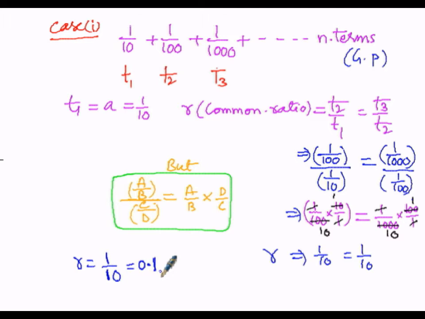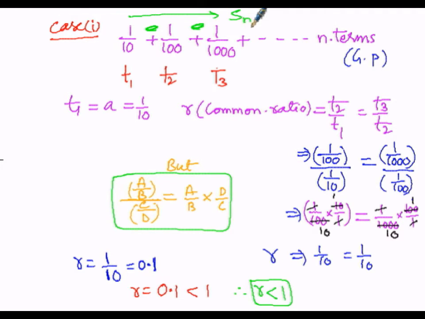So in this manner I got the r value as 0.1, which is less than 1. Hence we can write that r value is less than 1. Therefore r, the common ratio, is less than 1. When r value is less than 1, then the sum, so we have to find the sum of all these n terms.